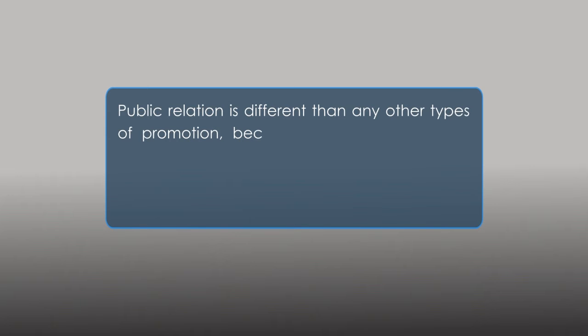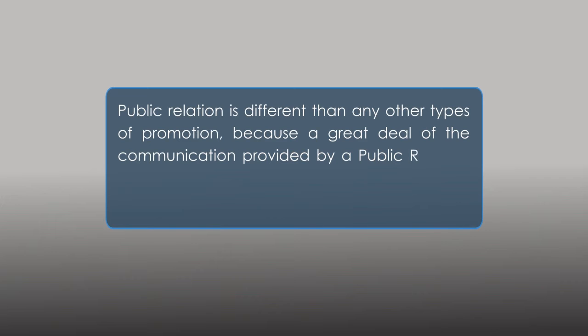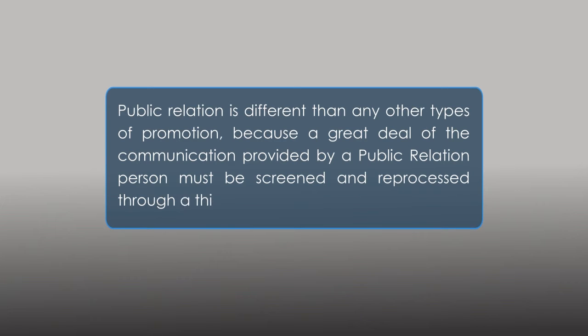But when the relationship with the target group is finally established, it needs to be maintained in order to keep it on a high level. The process works similar to the interpersonal relationship. When two people lose contact, they pretty much disappear from each other's life, no matter how close they used to be. And the same happens with the target audience if the established relationship is not maintained. Public relation is different than any other types of promotion because a great deal of the communication provided by a public relation person must be screened and reprocessed through a third party.